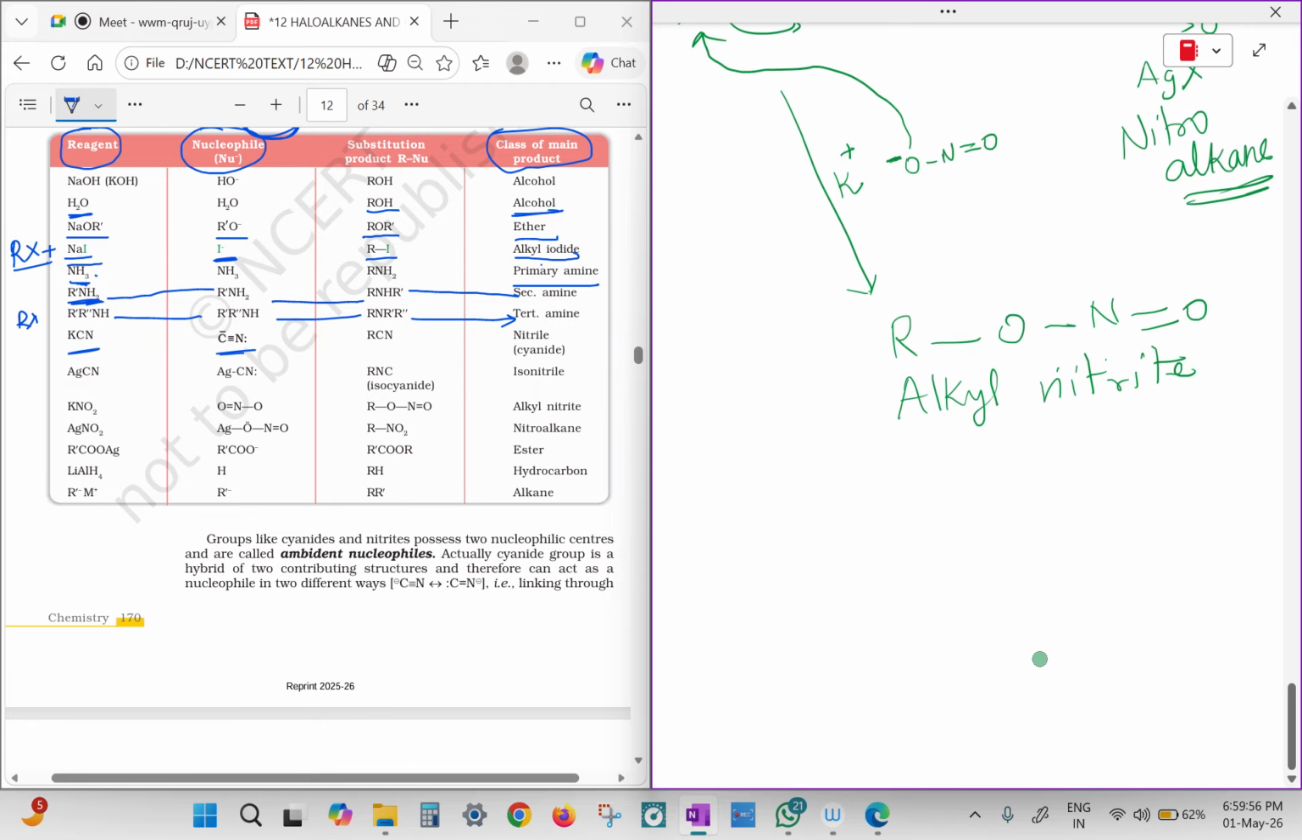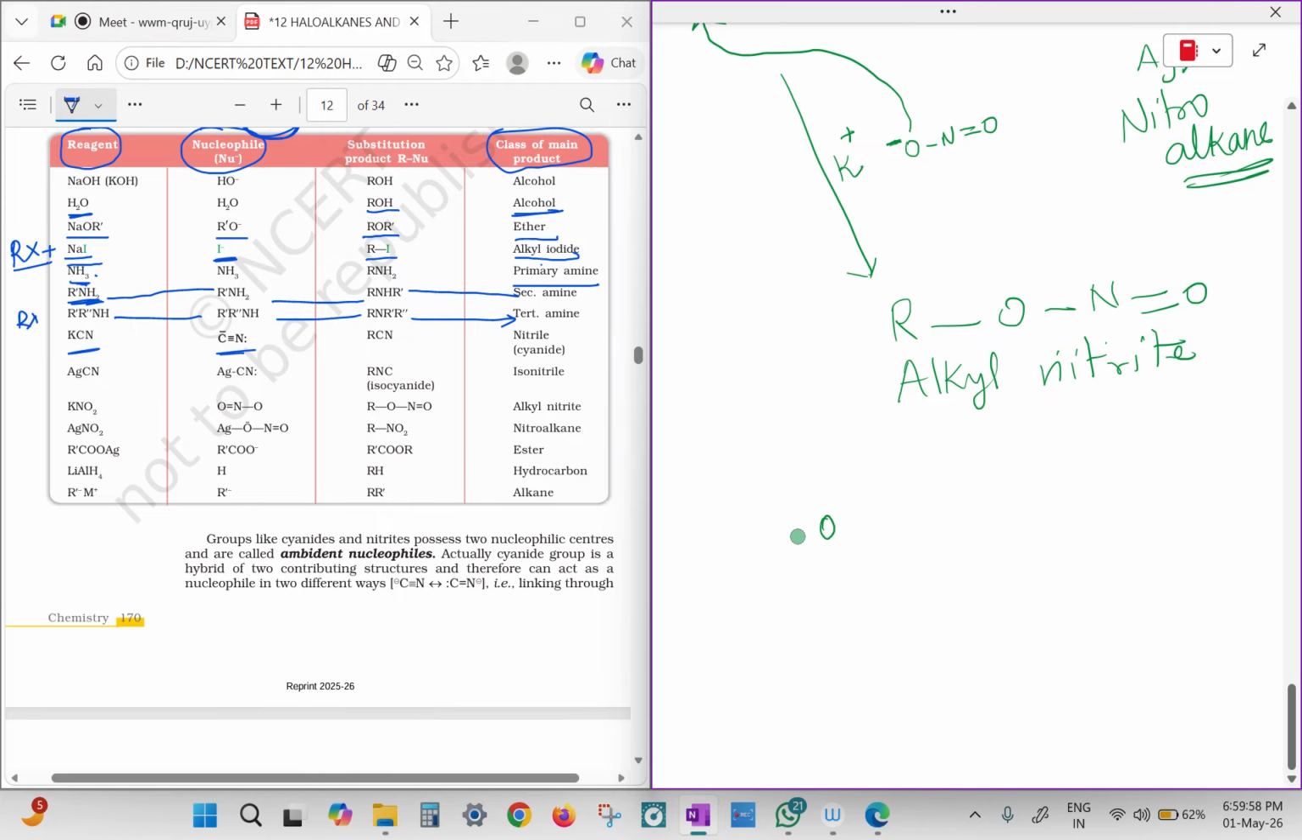So again, NO2 minus can either act through nitrogen or can act through oxygen. So again, this is an ambident nucleophile. Is that clear?